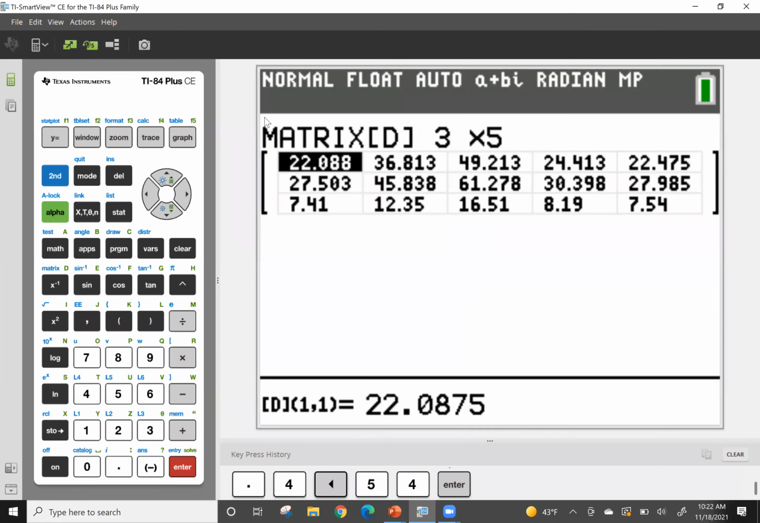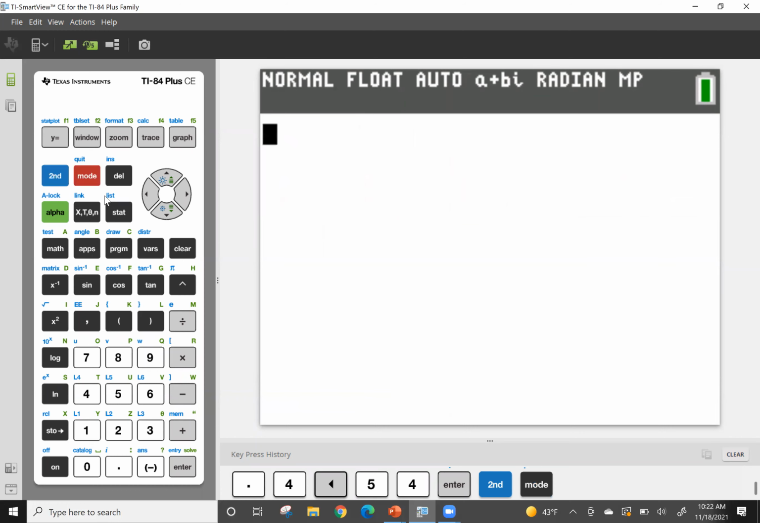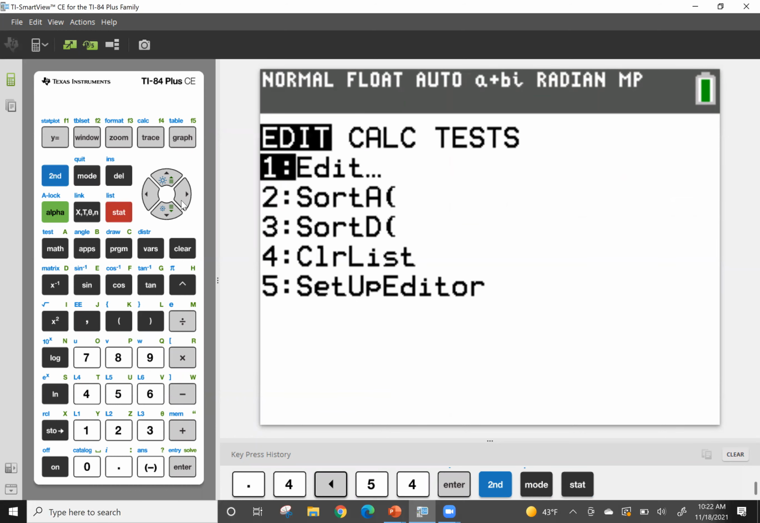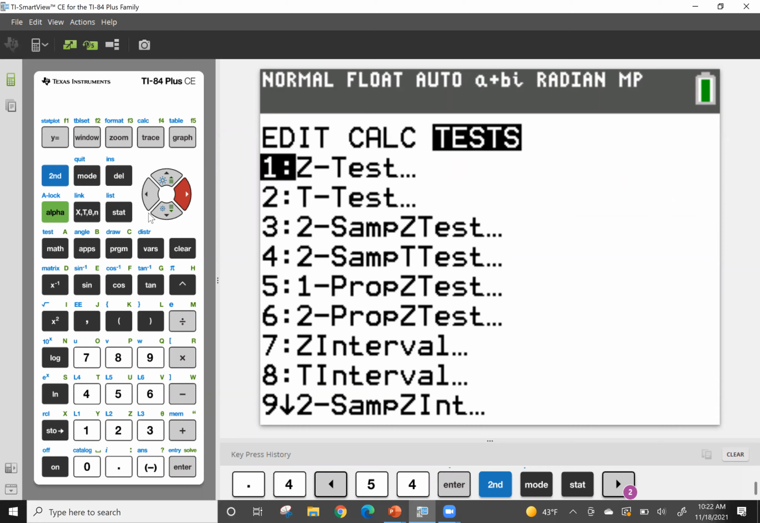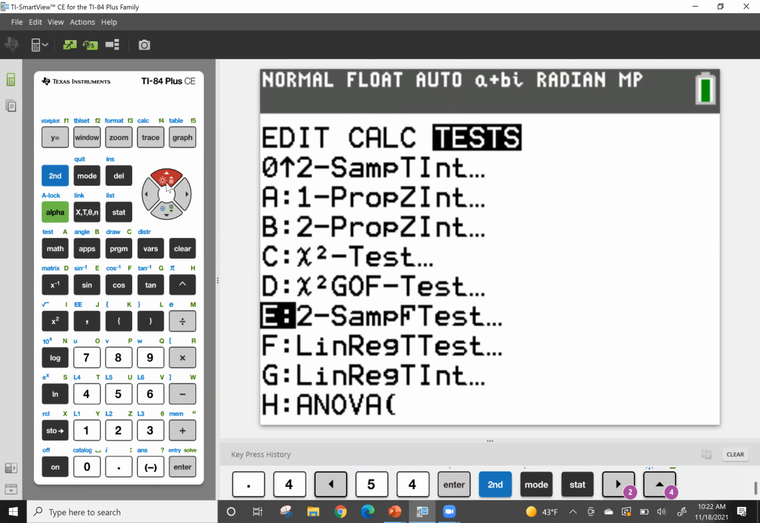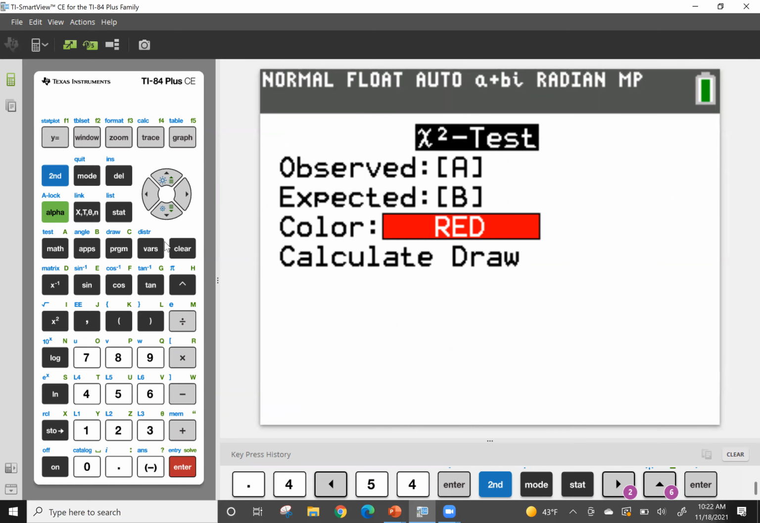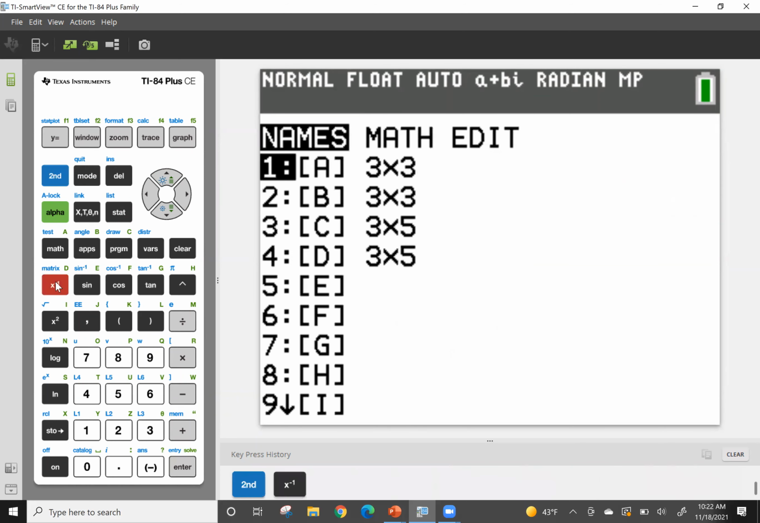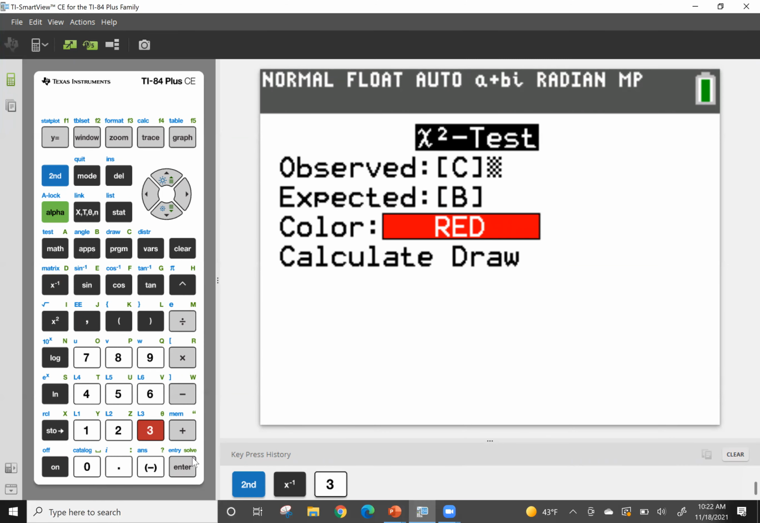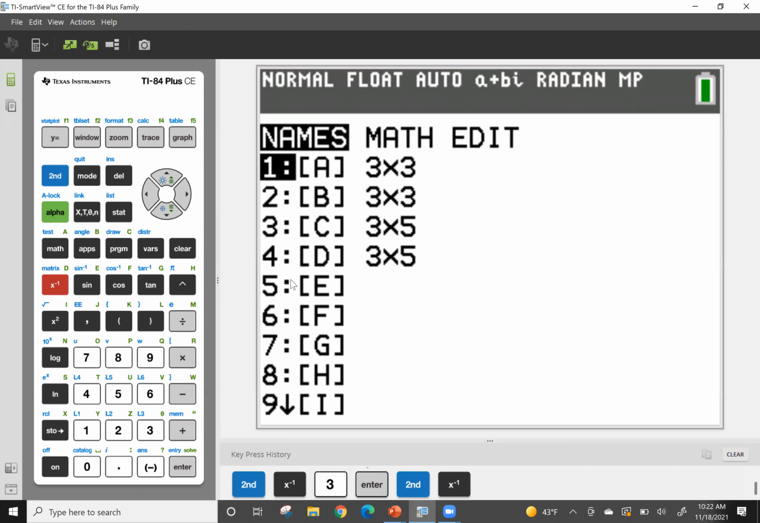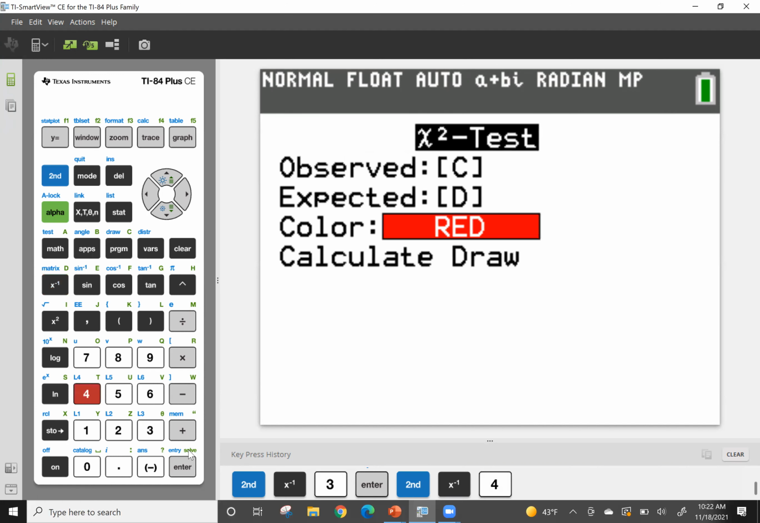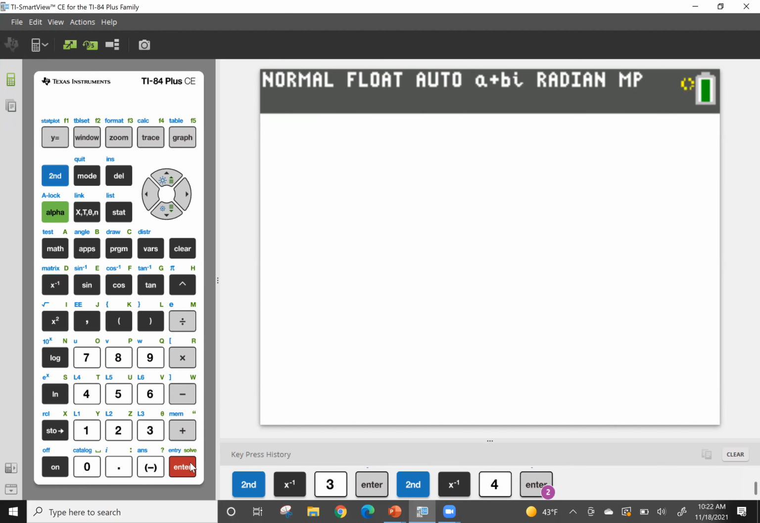So now I'm going to go run the chi-squared test. So I'm going to get out of my matrices. I'm going to go to stat tests. I'm going to find the chi-squared test. That's C. The observed values I put in matrix C, number 3 there. Enter. The expected values I put in D, number 4. Okay, and then we're going to calculate.